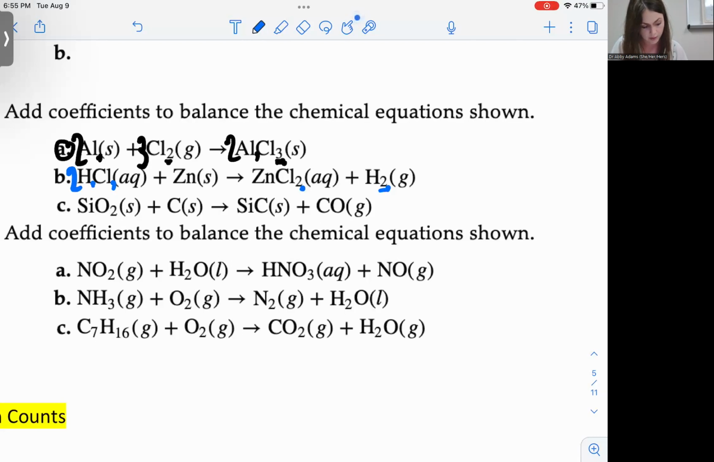Okay, so now our hydrogens are balanced, but look, we've got to realize we've increased the chlorine here, and we've got chlorine on the other side. But how many are on the other side? Oh, 2, and now there's 2. Look, it looks like I've totally solved this equation. Yeah, it looks right to me. Checks out. All right. So let's change the color again.